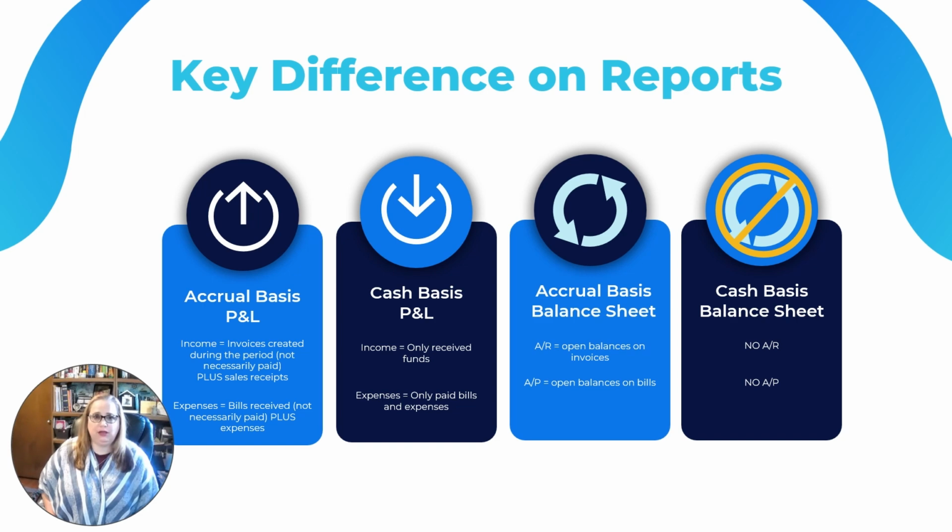AR or AP account because those are accrual basis accounts. A key here to note is that if you're running an accrual-based business, but your reports are all cash basis, you're not going to see your outstanding balances that are owed either to you or owed out of the business on a cash basis balance sheet report.